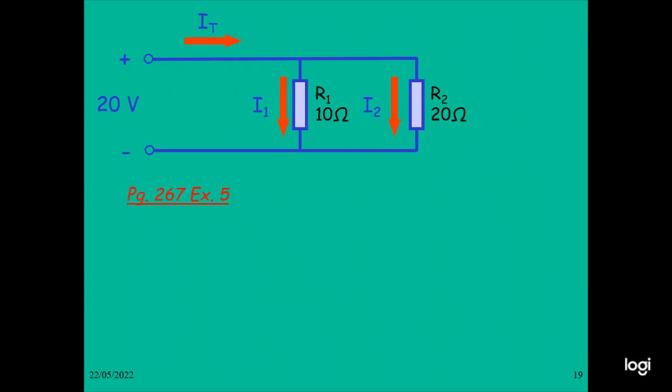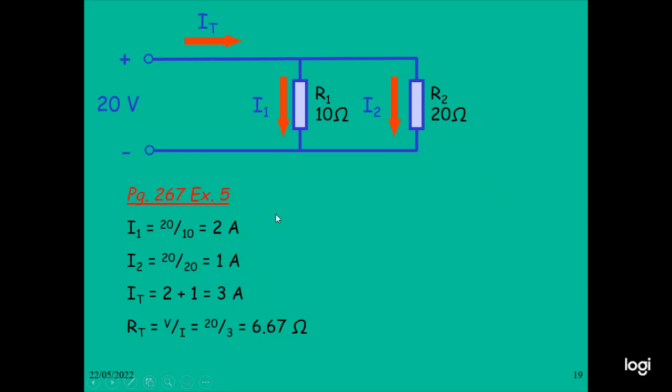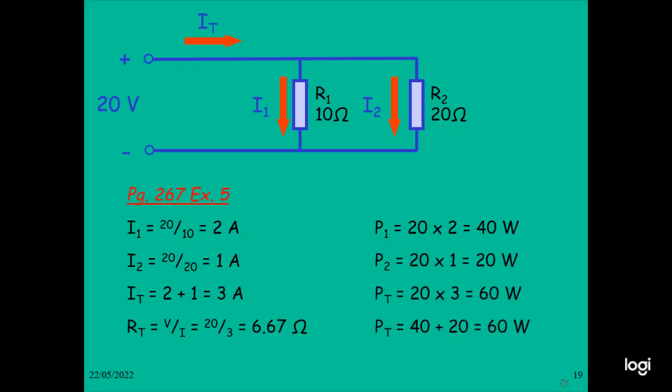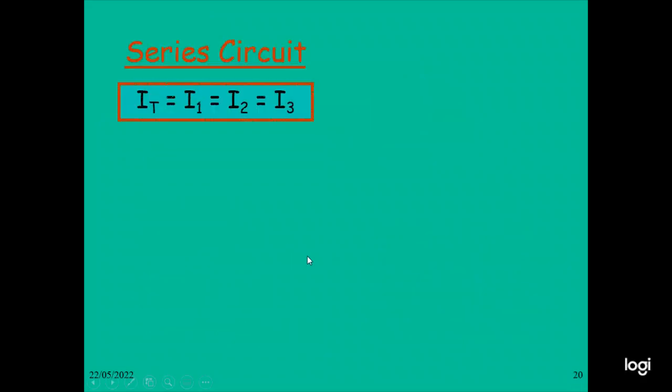So 20 volt is the supply voltage, and the current flowing through R1 is I1, and through R2 is I2. So I1 is 20 by 10, which is 2 amperes, I2 is 20 by 20, 1 ampere. I equal to 2 plus 1 equal to 3 amperes. R equal to VD by I, so 20 by 3 you get 6.67 ohm. P1 equal to 20 multiplied by 2 is 40 watt, P2 equal to 20 multiplied by 1 is 20 watt. P equal to 20 multiplied by 3 is 60 watt. PD equal to 20 plus 40 is 60 watt.